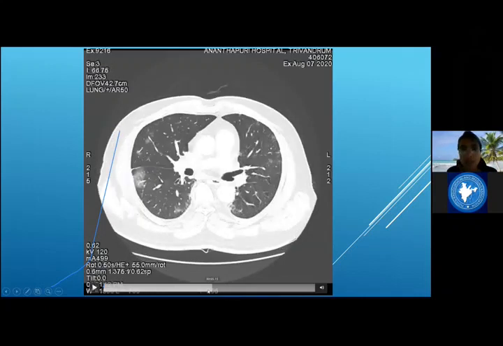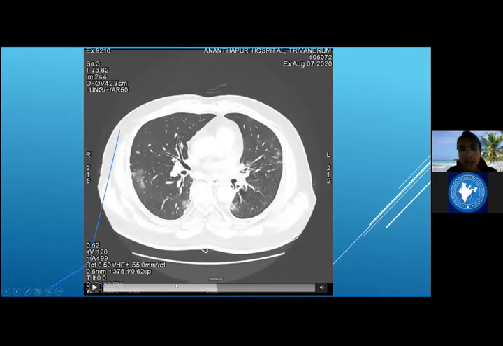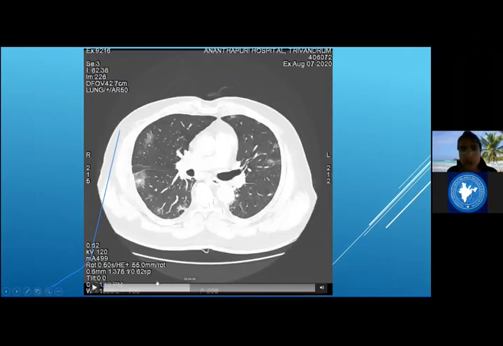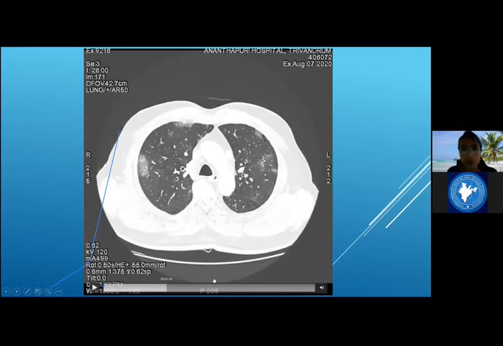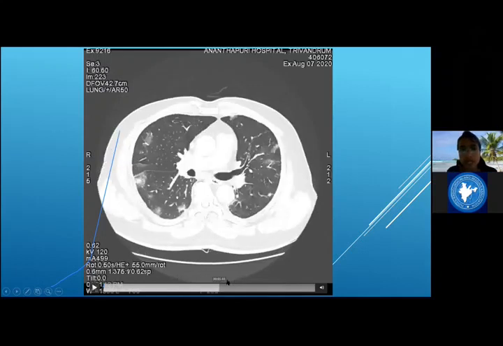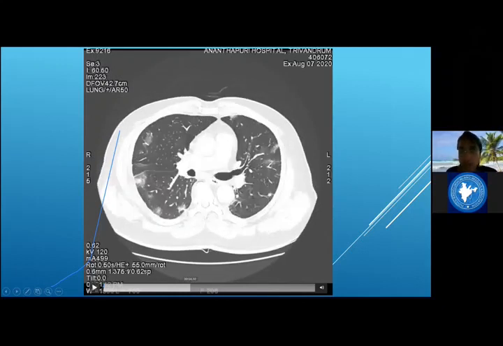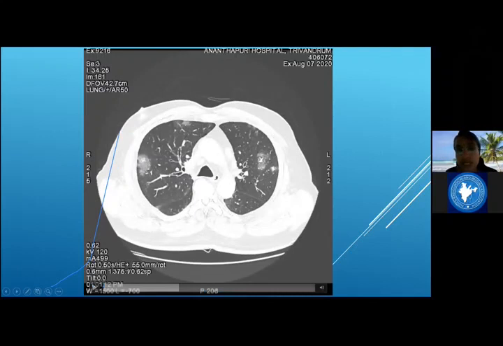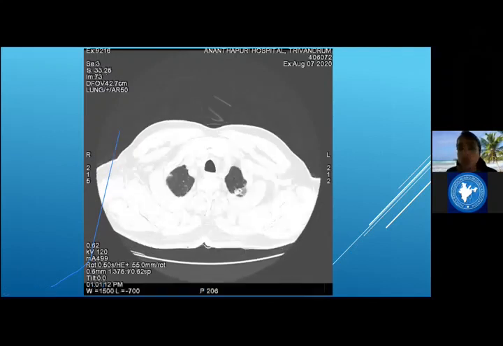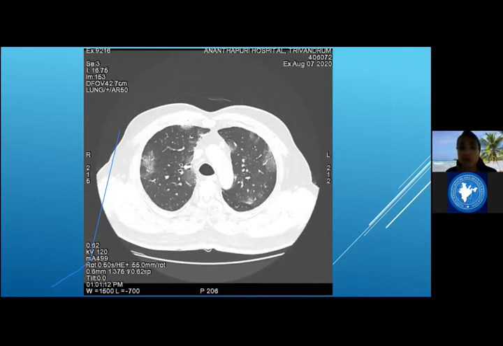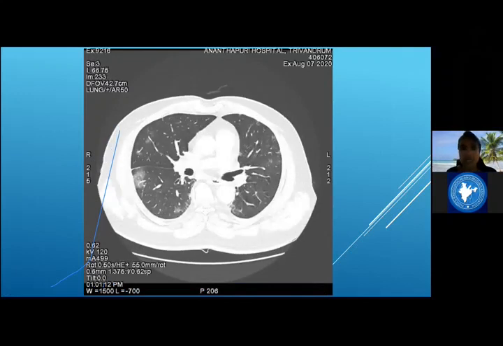And now we'll try scoring the severity index. We can see that it's almost uniform. It's not upper lobe or lower lobe predominance. It is in all the lobes, involving less than 25%, so around 5 to 25%. So the scoring for 5 to 25% will be 2. It's almost uniform in all the lobes, so the final score will be 2 into 5, that is 10.